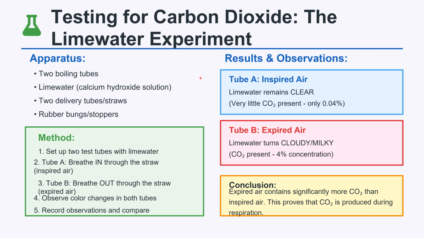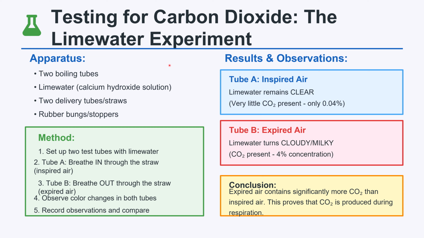Second is carbon dioxide. This is the big one. It increases 100 times, jumping from 0.04% to 4%, as cells dump their waste. Water vapor goes from variable to saturated as it evaporates from the moist surface of our lungs. To see this carbon dioxide increase in action we use the lime water experiment. Lime water is a clear solution of calcium hydroxide that turns cloudy or milky when carbon dioxide is present.